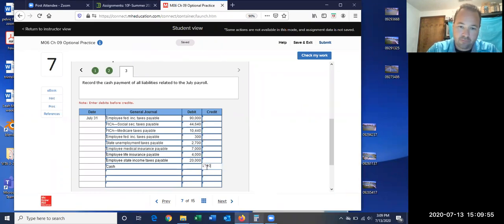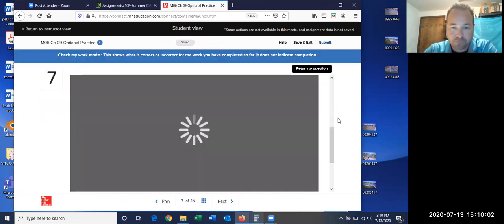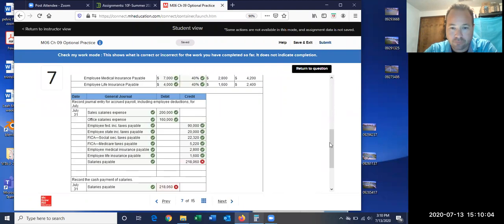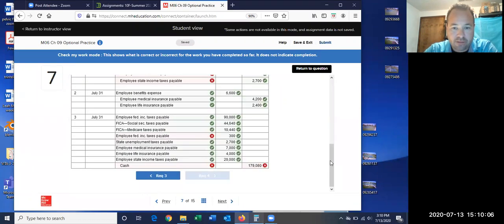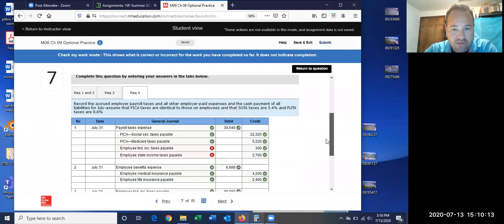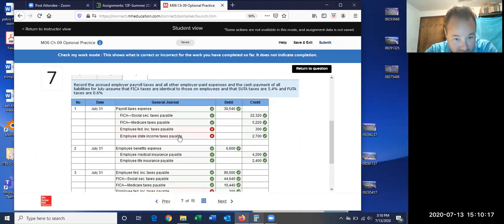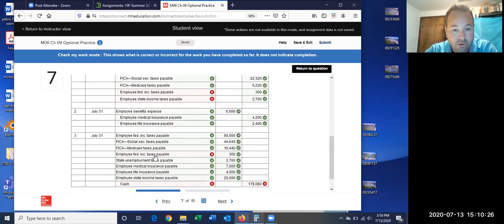$179,080. There we go. Okay, everything looks good. It's saying the only thing, oh, I just put in the wrong one. This should say federal unemployment. That's why those are two X's there. I just put in the wrong one.